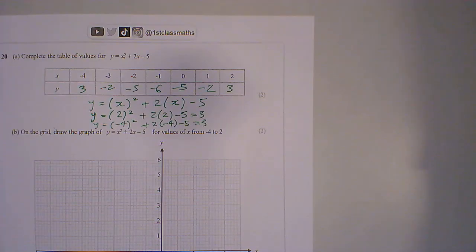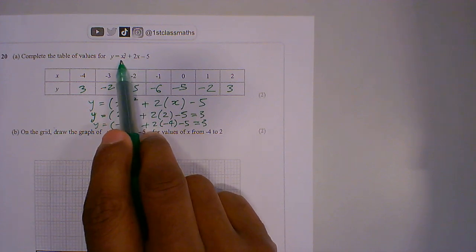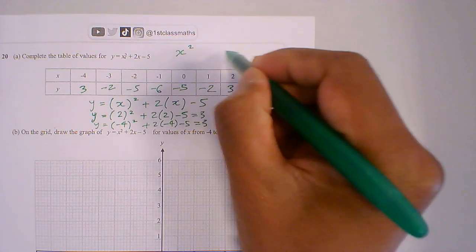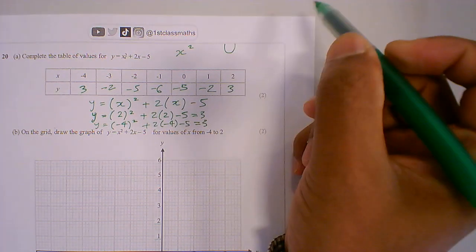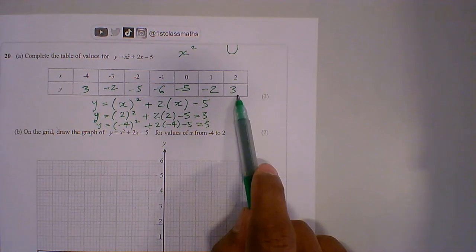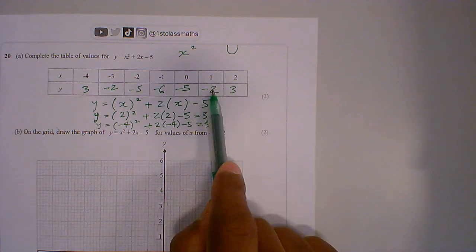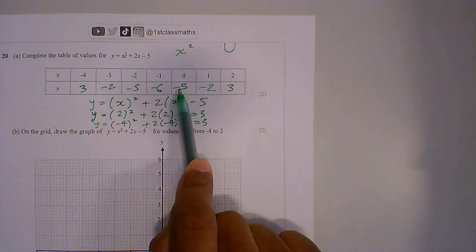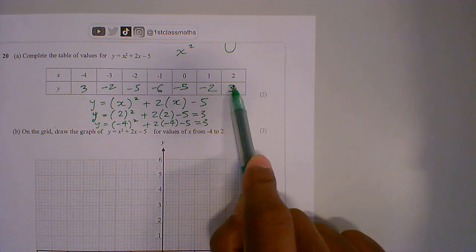If I look at my information, I've got y equals x squared. x squared means it's going to be a U-shaped graph. And if I look at my numbers, 3 here, 3 there, minus 2, minus 2, minus 5, and minus 6, so there is some form of symmetry.